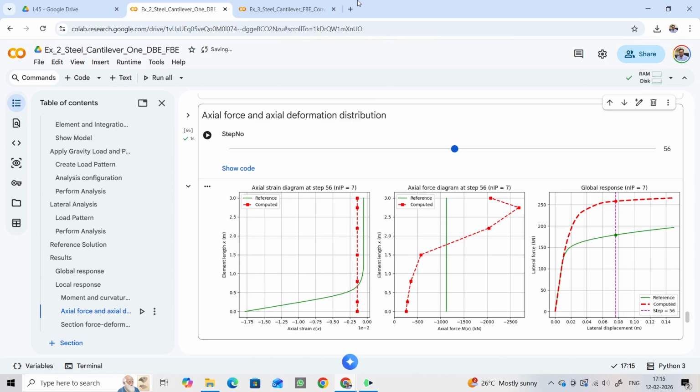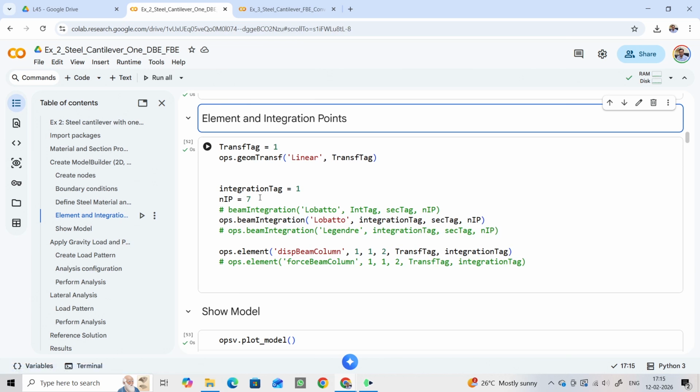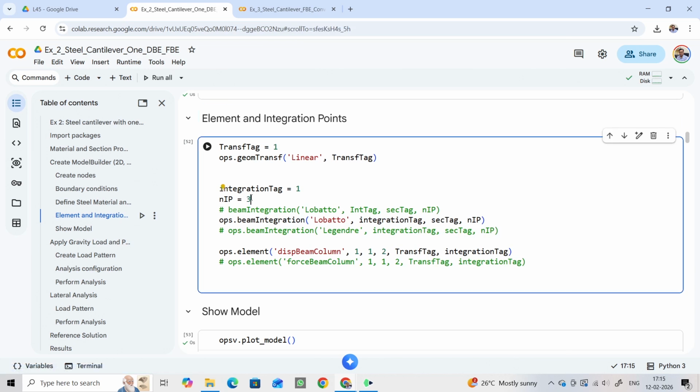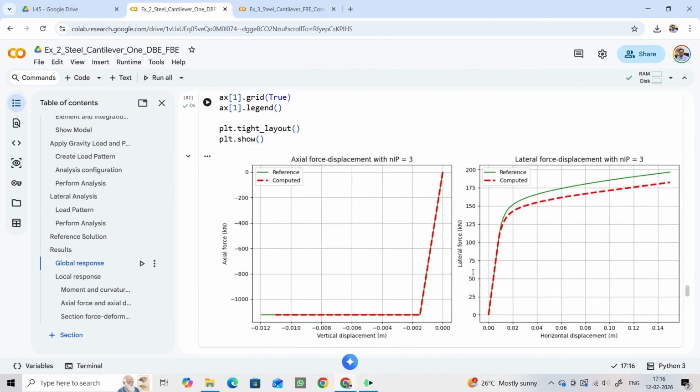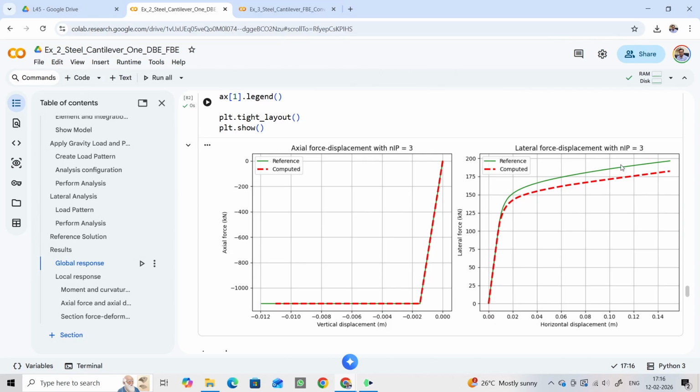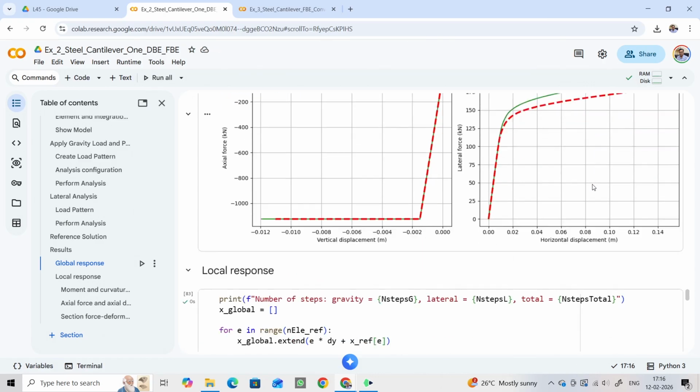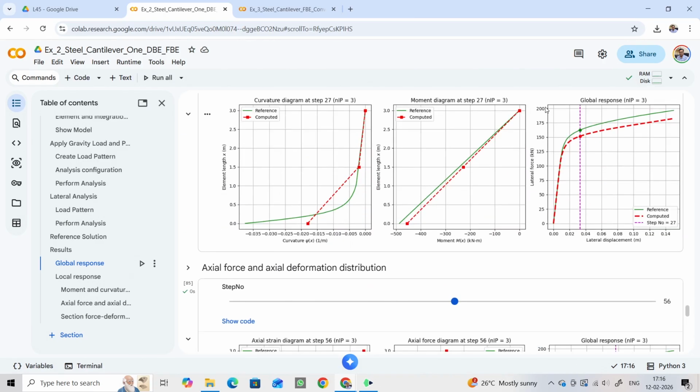So, in the same example, I will go here and first use 3 and change this to force beam column. I have one element. Let me go to the global response and see what happens. Well, it is far from the exact solution, but we will see what happens if we increase the number of integration points. Now, let us look at the bending moment.